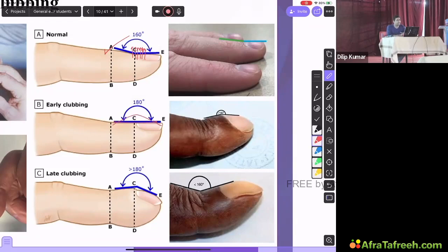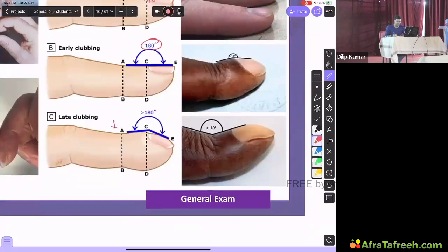Are you understanding or not? That is the reason why, if it becomes straight, it will become what? 180 degree. As the clubbing increases, this angle will become more than what? 180 degree. Are you understanding? The reason is, normally there should be a step.